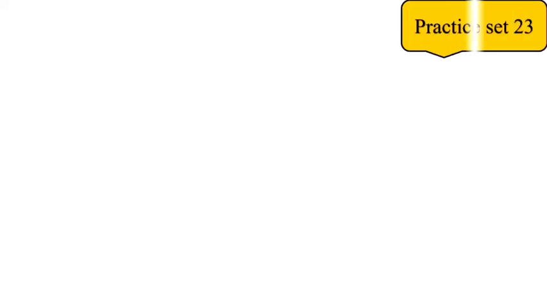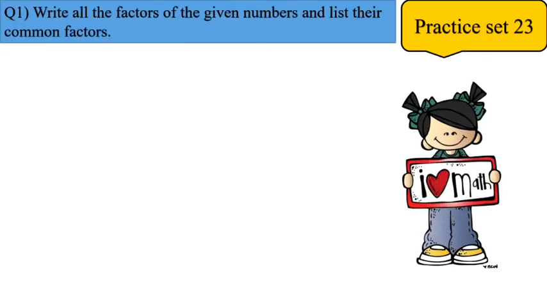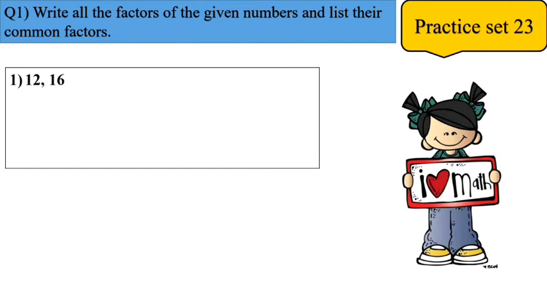Now let's start practice set number 23. If you see in your textbook, question number 1 is given. Write all the factors of the given numbers and list their common factors. The first question is 12 and 16. Here we have to write the factors of 12 and 16 and find the common factors between these two numbers.